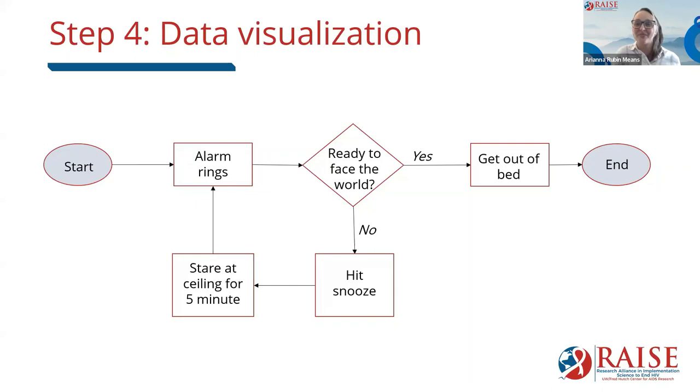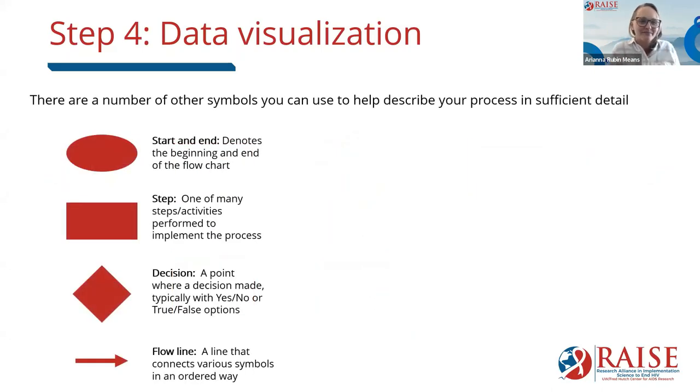This is a simple process of waking up in the morning. The beginning and the end are indicated by these circles on either side. Activities like the alarm ringing are in these rectangles. And we face this decision after the alarm rings: are we ready to face the world? If yes, then we get out of bed and we end the flow. If no, we hit snooze, we stare at the ceiling for 5 minutes, and this part of the flow could unfortunately just continue in perpetuity. Next, we would need to make a flowchart on how to make a cup of coffee.